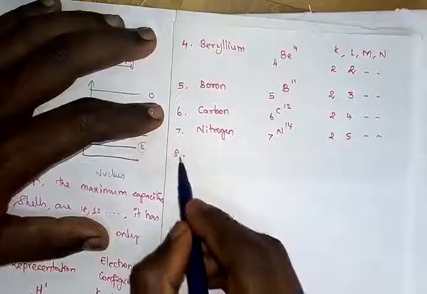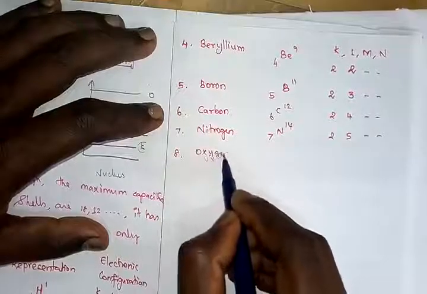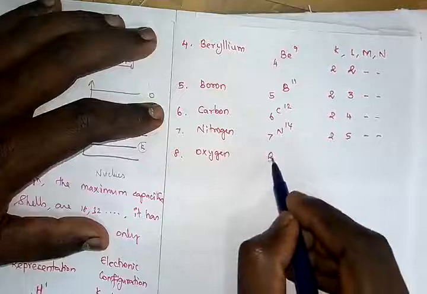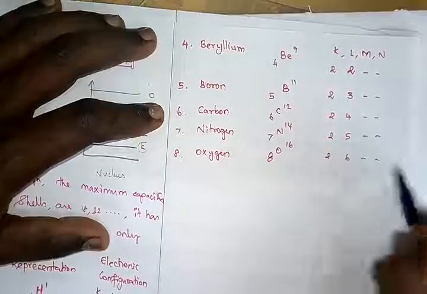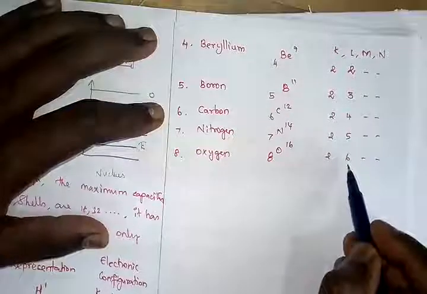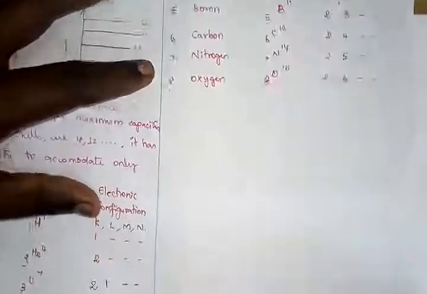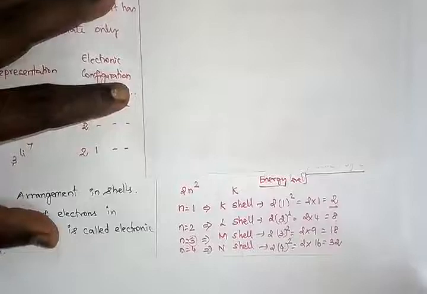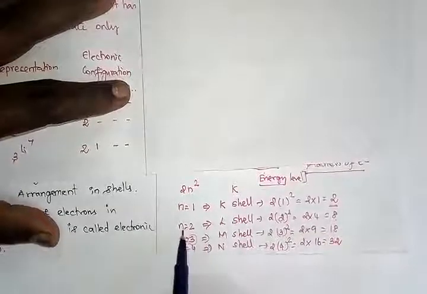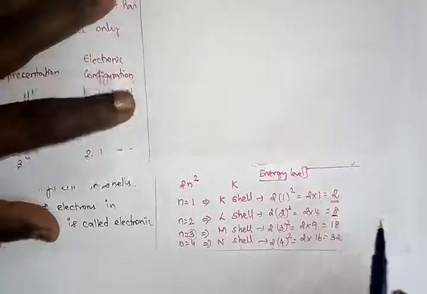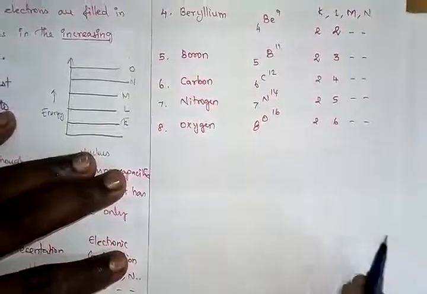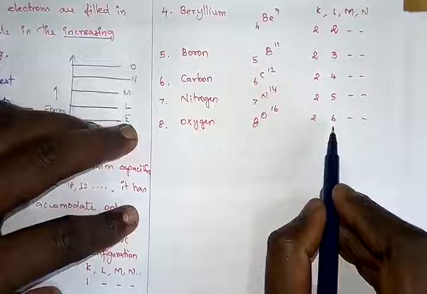The 8th one is oxygen, oxygen 16, 8 electrons, 2 comma 6. See why I fill up to 6: we could see it in the last workout with the 2n squared formula. We said that for n equal to 2, the L shell can have a maximum of 8 electrons, am I right? So up to 8 electrons we can fill here, so that is the reason I am filling up to 8.